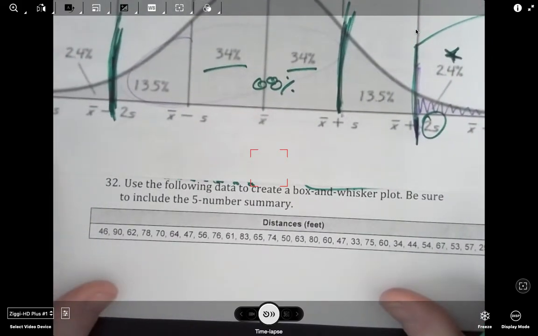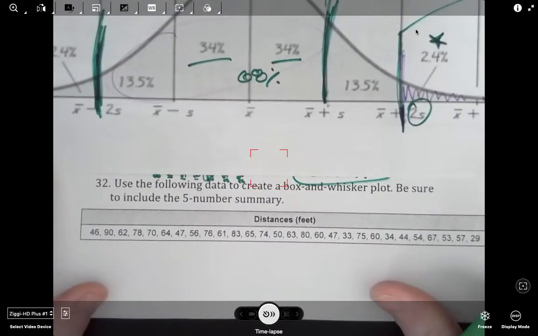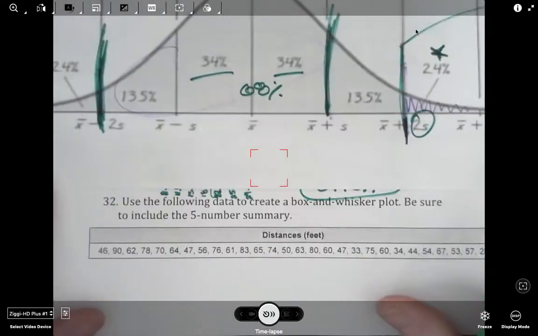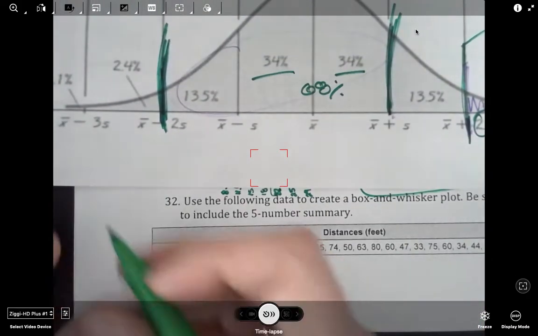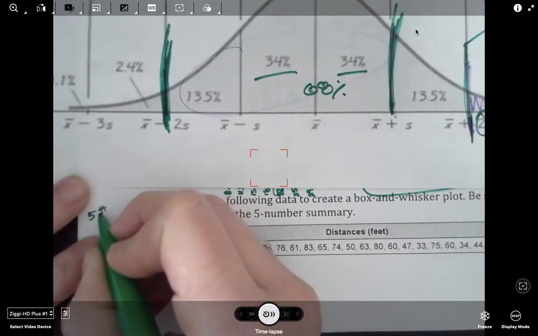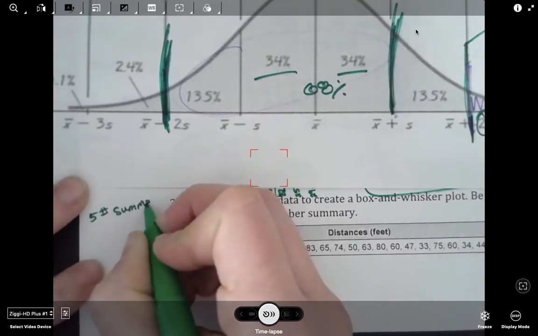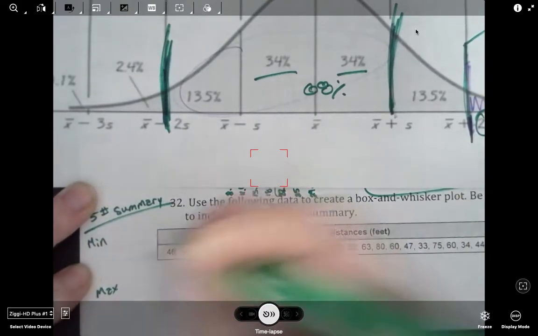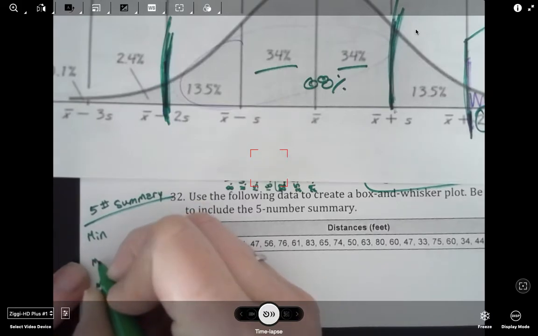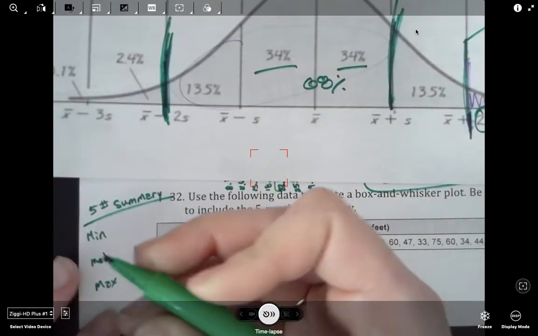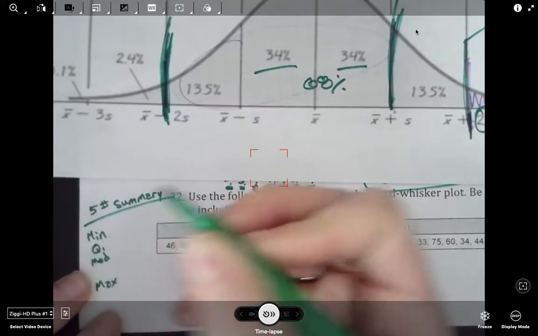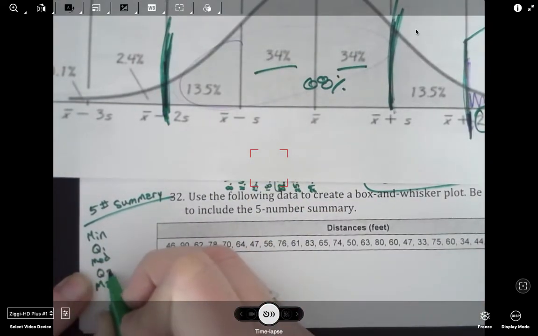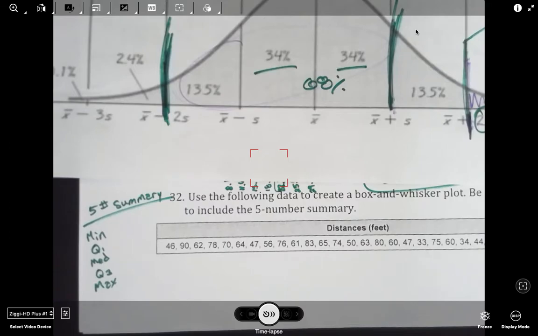Use the following data to create a box and whisker plot. Be sure to include the 5-number summary. Okay, so in our 5-number summary, what do we need to include? Your minimum and your maximum, okay? Your middle, which is called your median, right? And then what's the other two? The medians of your medians, which is the Q1 and Q3. Those are your quartiles, right? It's like the 3rd quarter and the 1st quarter. Okay? So I need those numbers. Those are my 5-number summary.